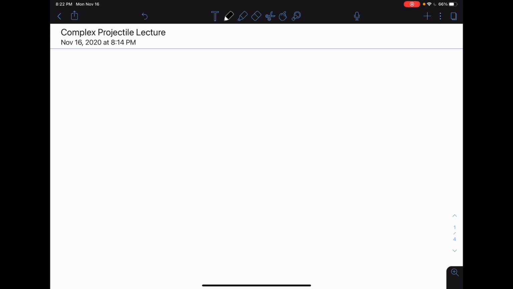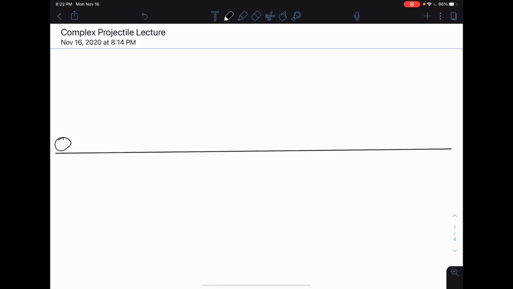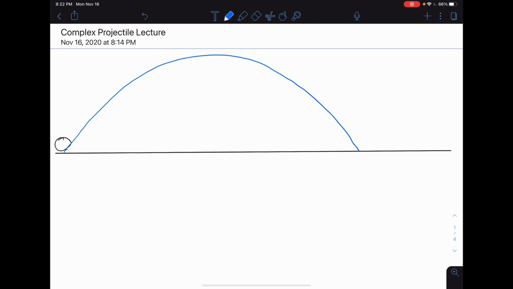All right, so to start off the complex projectile lecture, we're going to talk about what a complex projectile is, or what I mean by it. So let's say, for instance, that we have a soccer ball sitting here on the ground, and the soccer ball is going to be kicked up into the air and take the path of a parabola, kind of something like this right here. And when a projectile is launched up into the air like this, it does take the path of a parabola, and that is symmetrical, right? So we could divide this in half and have two symmetrical sides to this parabola.